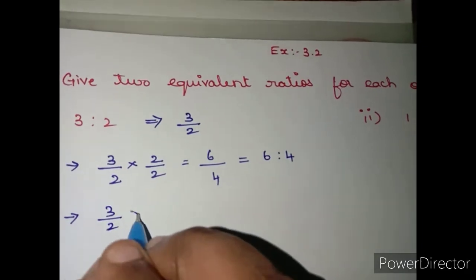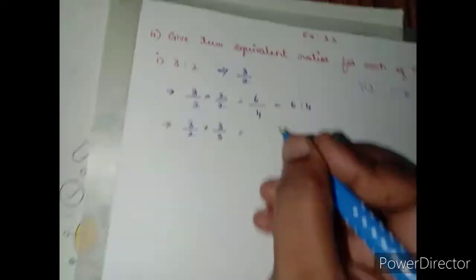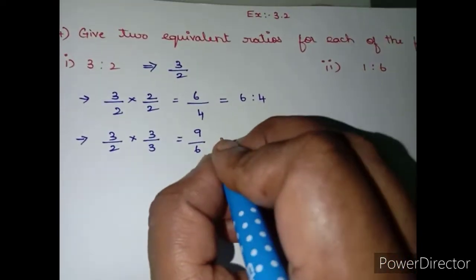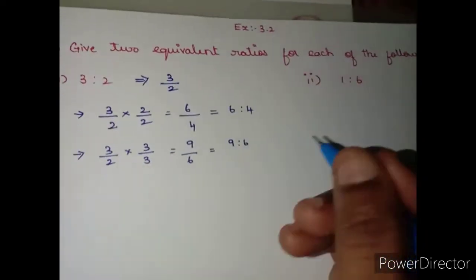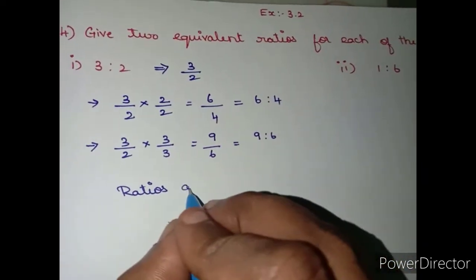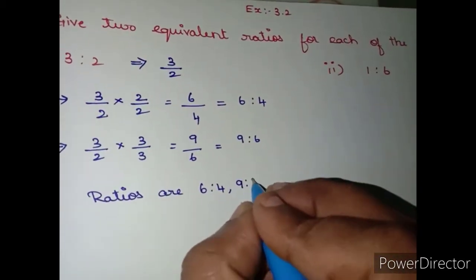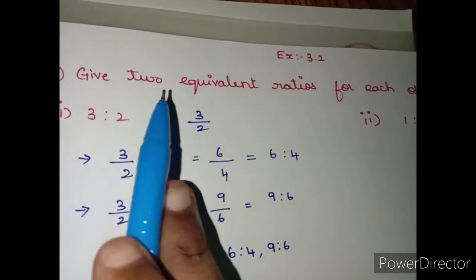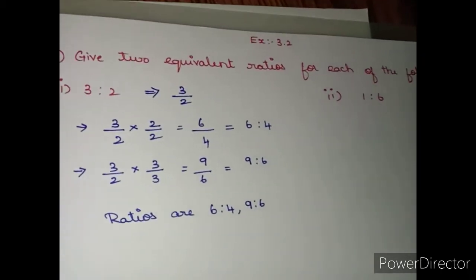See the next one. 3/2 into 3 by 3. I hope you will be doing it with me. 3 3s are 9, 2 3s are 6. So, what should we write it as? 9:6. So, what are the two equivalent ratios? The ratios are 6:4, 9:6. They have asked only for two equivalent ratios. If they have not mentioned anything like this 2 or 3, you can proceed with 3 numbers.